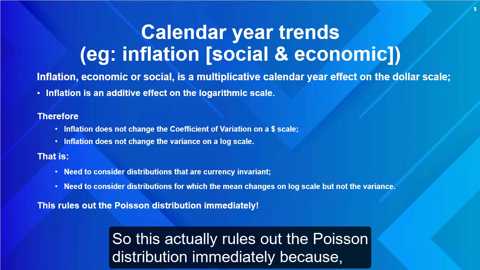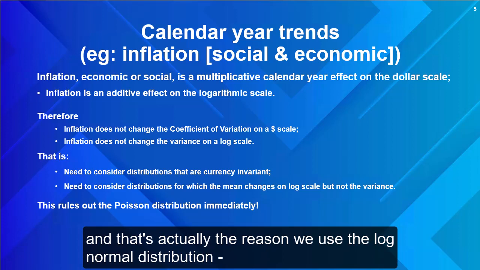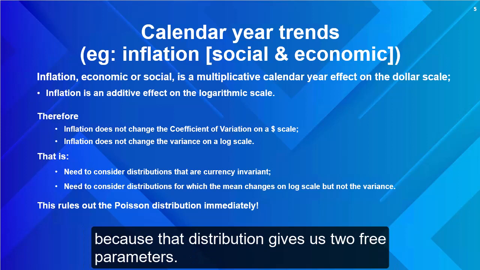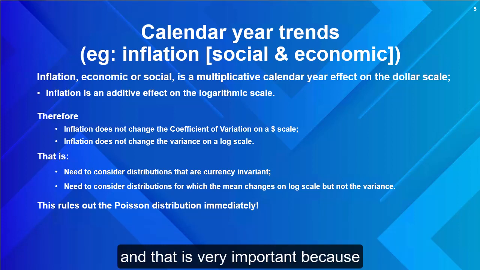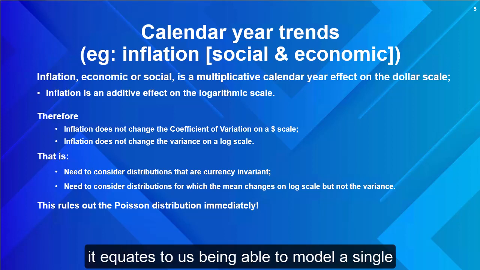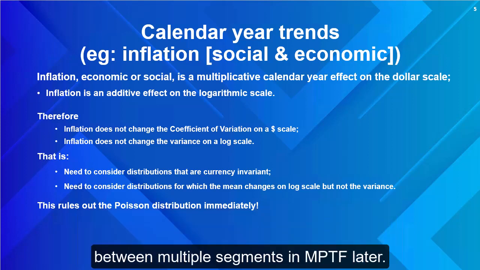So this actually rules out the Poisson distribution immediately, because in that distribution, the mean and the variance are directly linked. And that's actually the reason why in PTF we use the log normal distribution, because that distribution gives us two free parameters. We've got our estimates of the mean, and we've got our estimates of the variance. And that is very important because it equates to us being able to model a single line of business or portfolio or segment on its own. But it also comes into play when we start to look at the relationship between multiple segments in MPTF later.